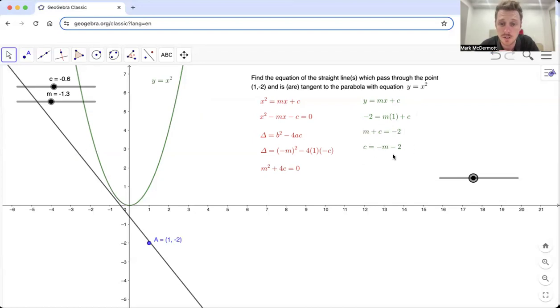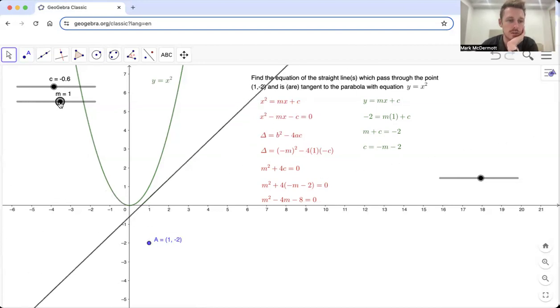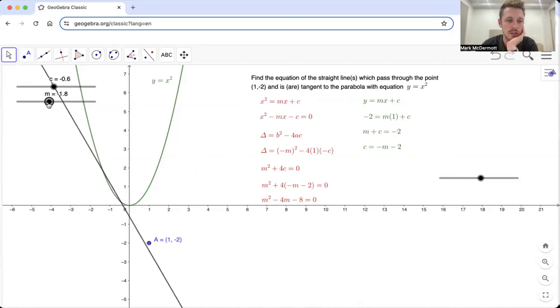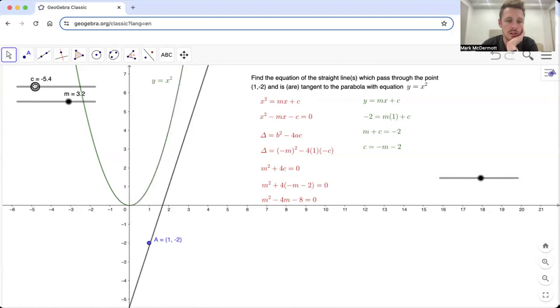We're going to take this c value, -m minus 2, and substitute it into m squared plus 4c equals 0. So you get something like this, literally taking the c value, -m minus 2, and putting it in here. So m squared plus 4 times (-m minus 2) equals 0. Expanding that out and collecting any like terms, we're going to get m squared minus 4m minus 8 equals 0. Okay, now we're thinking, how can we solve this? So how can we find the correct gradient? Remember, we need to find the correct steepness. There's going to be one about here, and there's going to be one when it sort of tangents and goes through there as well.